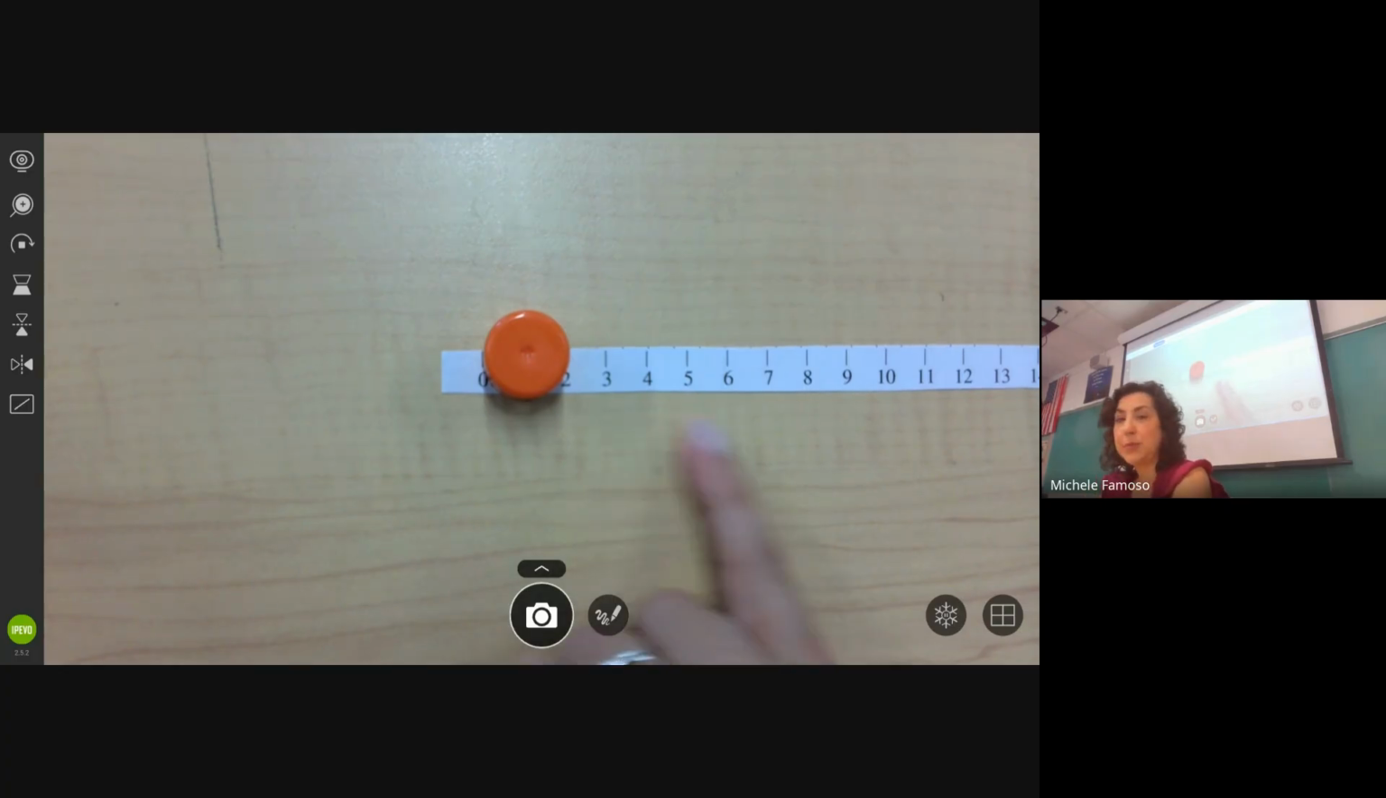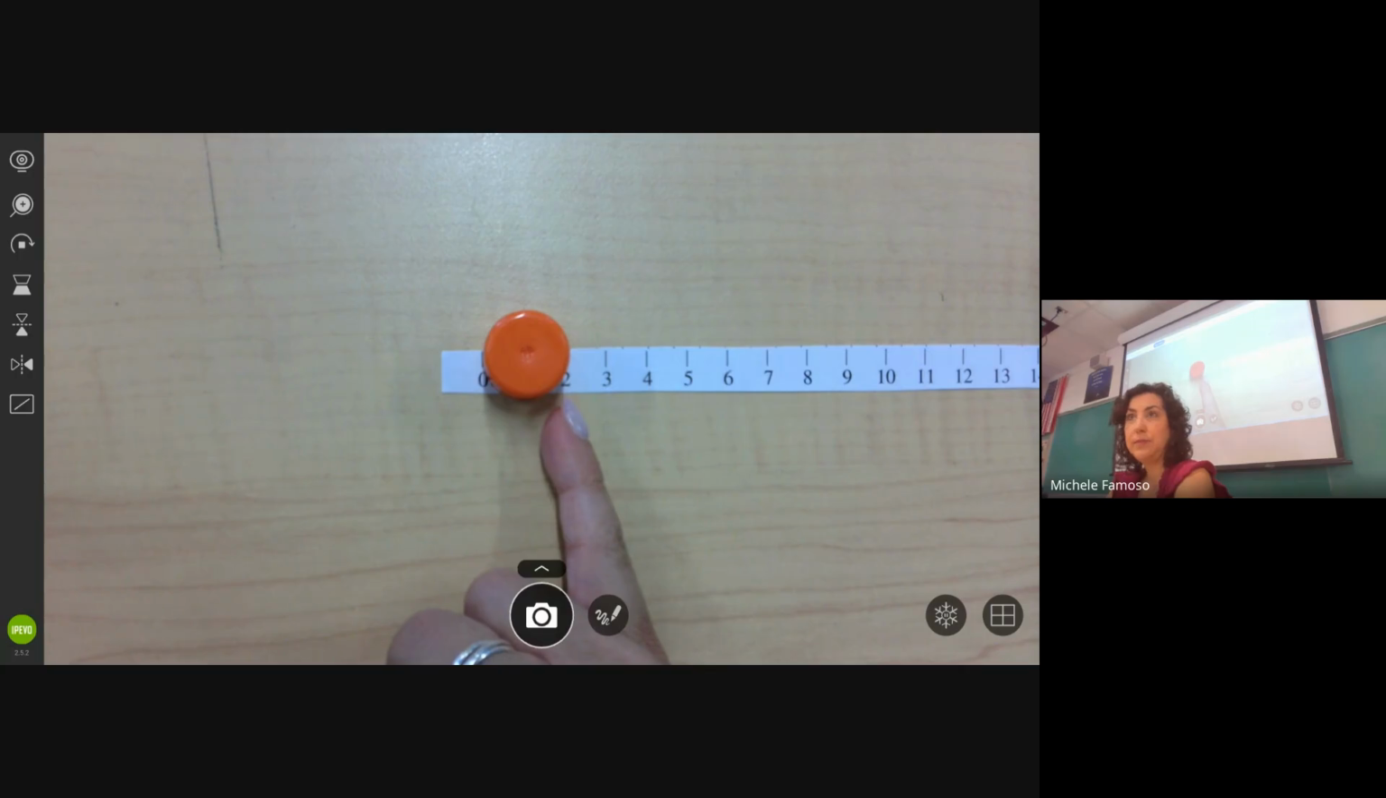Now, what decimal place would you tell me this goes to? What would you approximate it to? The tenths. Do you see how the right edge is a little bit beyond 2? Can you see that? So your answer would be 2 point something centimeters. If it's right on the 2 line, it would be 2.0. If it's a little beyond, you would say 2.1 or 2.2.